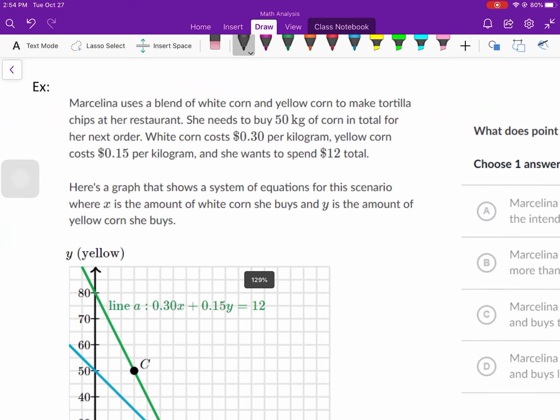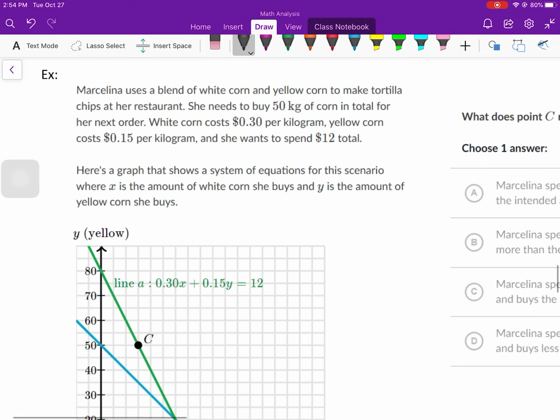So Marcelina uses a blend of white corn and yellow corn to make tortilla chips at her house. She needs to buy 50 kilograms of corn. So total, she needs 50 kilograms. White corn costs 30 cents per kilogram. Yellow corn costs 15 cents per kilogram. And she wants to spend a total of $12.